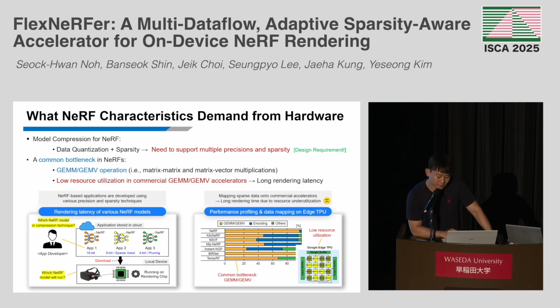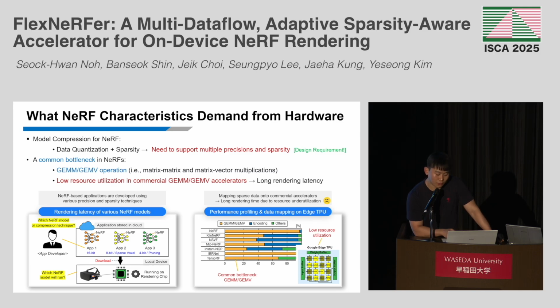And to make rendering faster, developers often apply techniques like quantization or sparsity. So, from the hardware's point of view, it needs to handle many different types of NeRF models, each with different levels of precision and sparsity. We also profiled the performance of many different NeRF models, and what we found is that they have a common bottleneck, that is GEMM and GEMV operations.